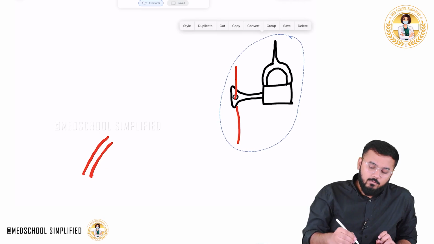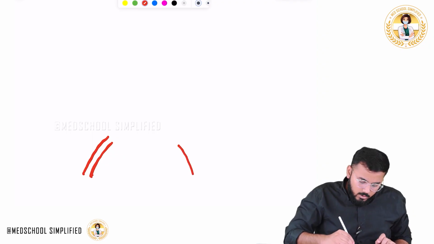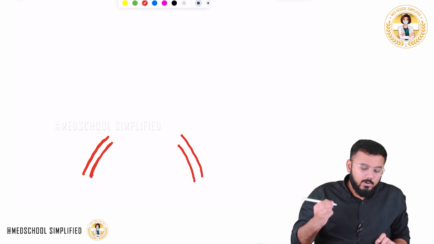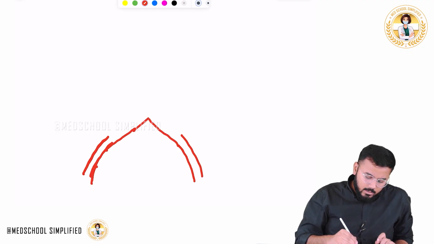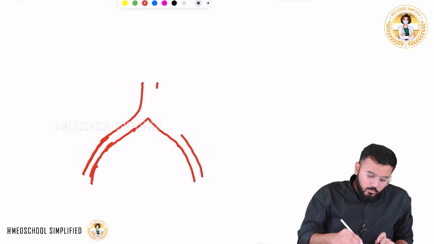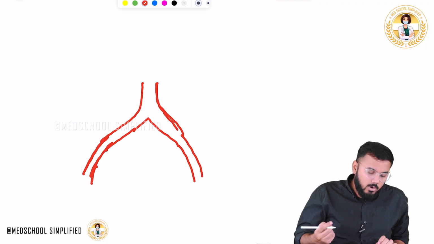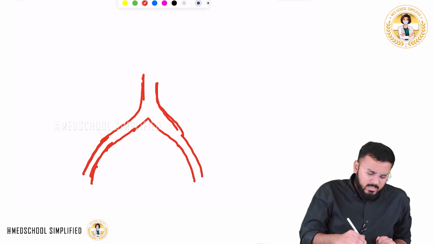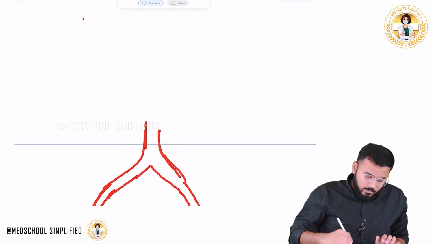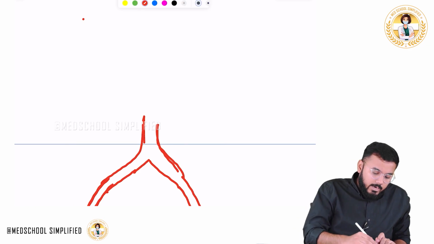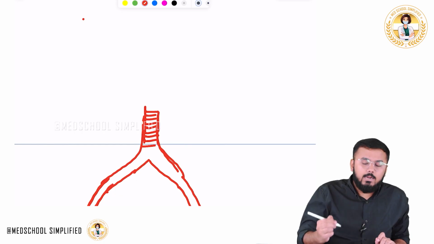One we have on the right side, the right vertebral artery, and the other vertebral artery we have on the left side like this. This is called the left vertebral artery. This right and left vertebral artery both join together to form a single artery like this. This artery which is formed is called the basilar artery. So the right and left vertebral arteries join together to form the basilar artery.